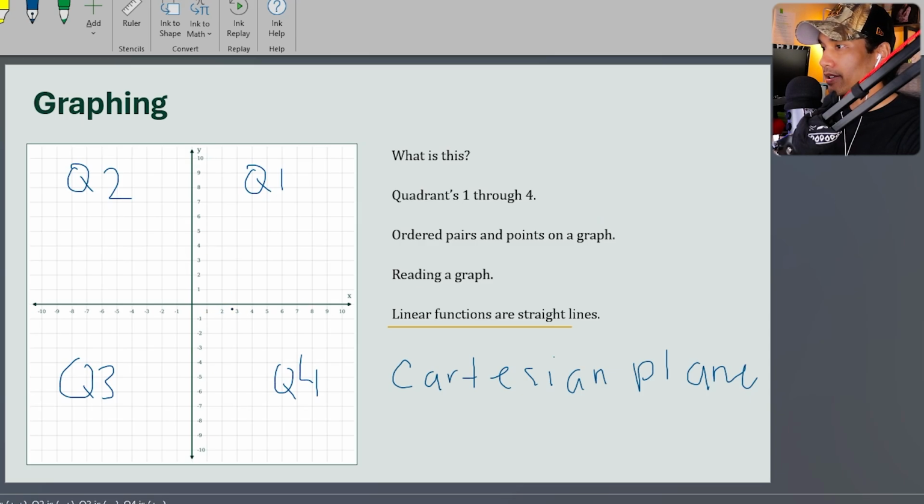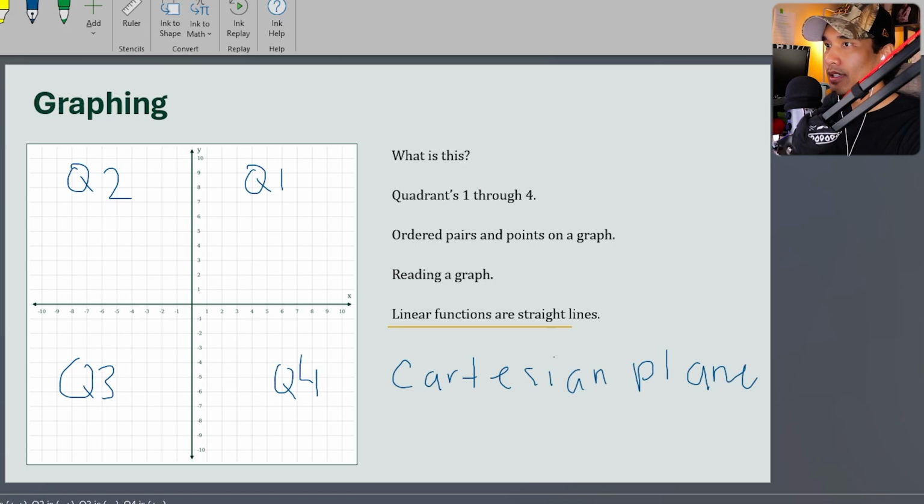The x-axis over here is positive. The x-axis to the left is negative. The y-axis from the origin, where the x and y cross, from the origin and up is positive, and from the origin down is negative. I did mention that over here, where the x and the y axis cross or intersect, that is the origin, and that has the ordered pair 0, 0.